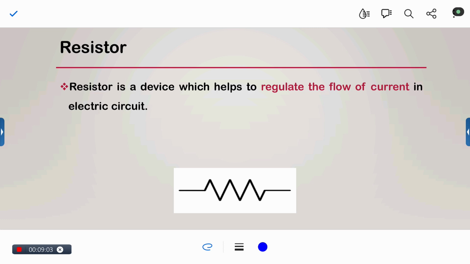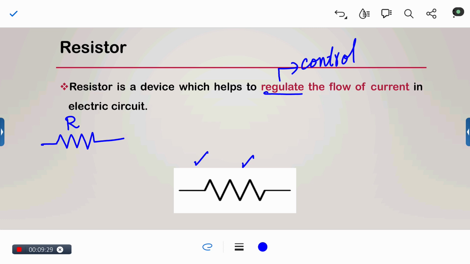It is a device which helps to regulate. What is the meaning of the word regulate? It's going to control the flow of current. You just draw the symbol alone. Maximum they'll be asking us to draw the symbol for the resistor. That ups and downs need to be even, like this. And after drawing this, above the symbol or below the symbol, write it as R.